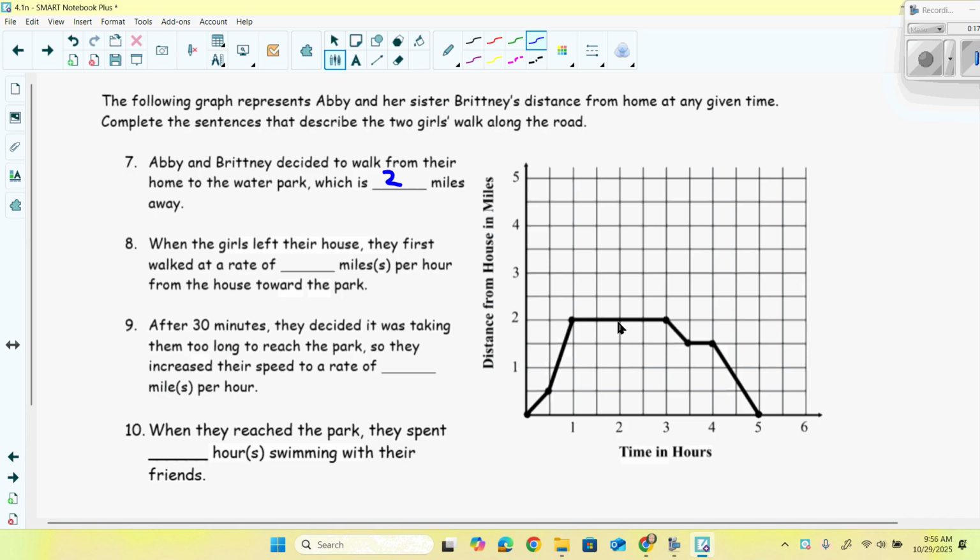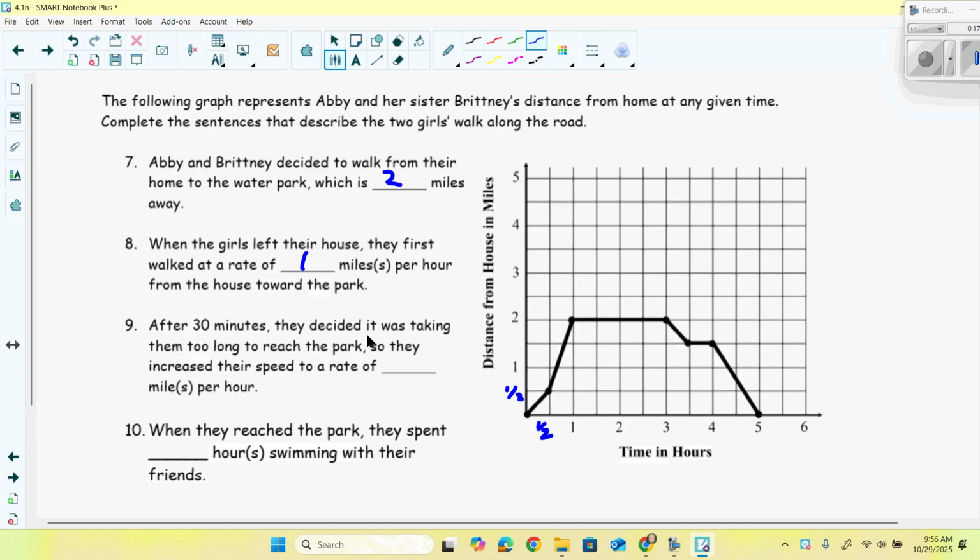What total distance have they traveled? 4 miles, but 2 of it is to the park and then 2 to return. When the girls left their house, they first walked at a rate of, so that's this rate. It is a half of a mile in a half an hour. Half divided by half is 1. That's a 1 mile per hour rate.